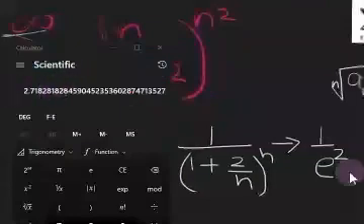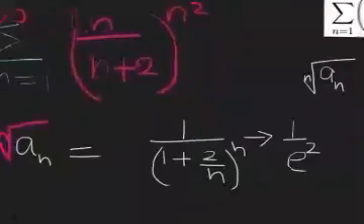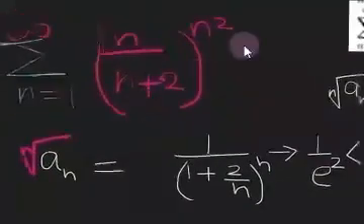So we know the value of e is approximately equal to 2.7183 or something, right? So therefore 1 over a number which is bigger than 1 is less than 1. So this one is less than 1. Therefore, from root test, this series is convergent.